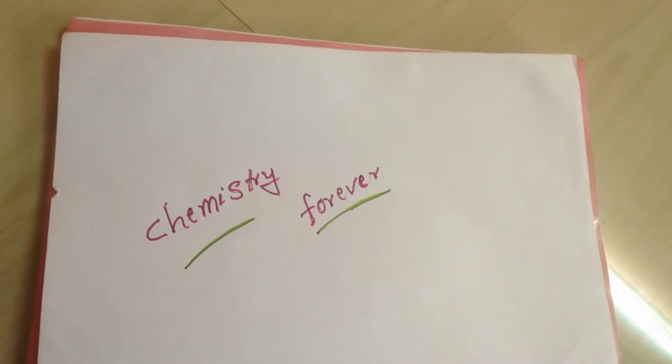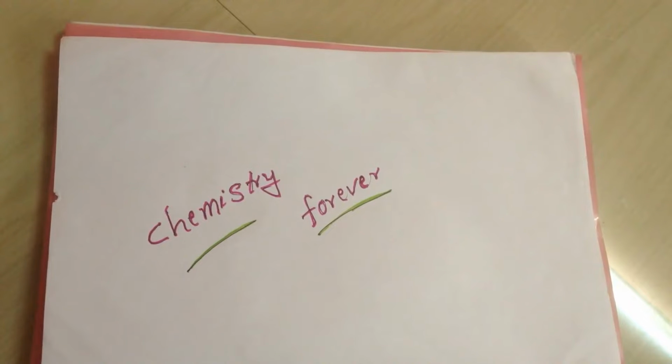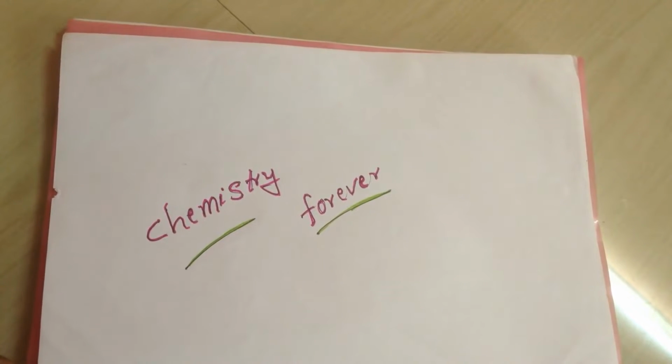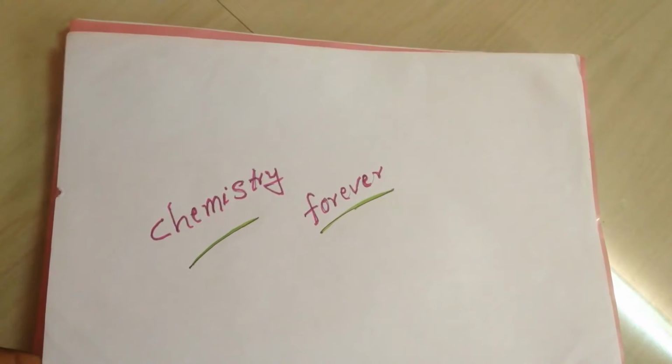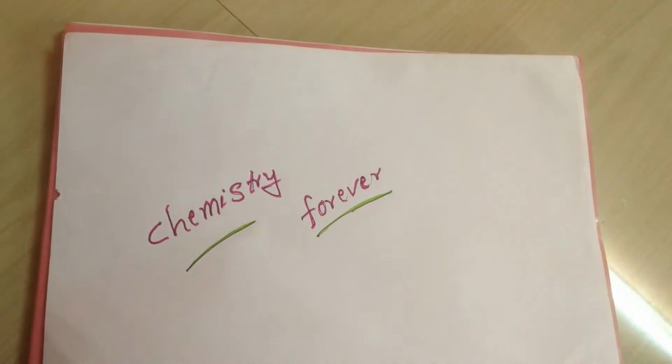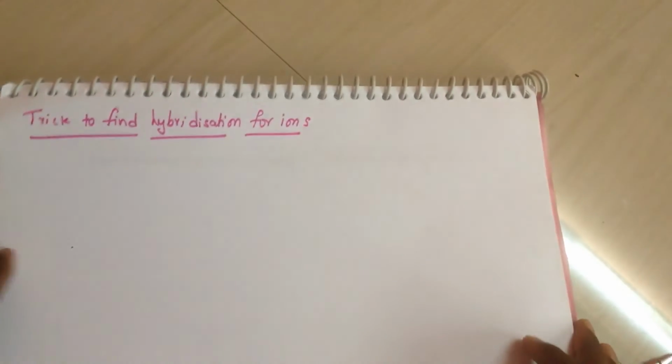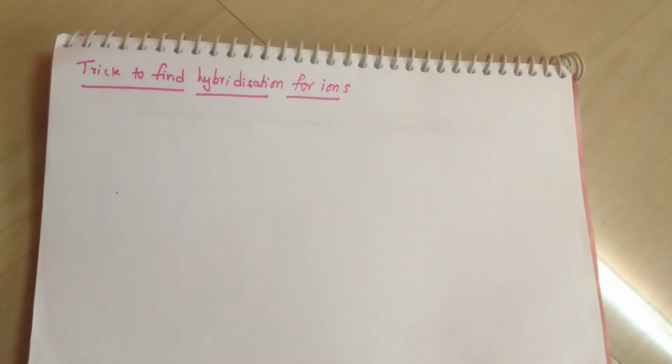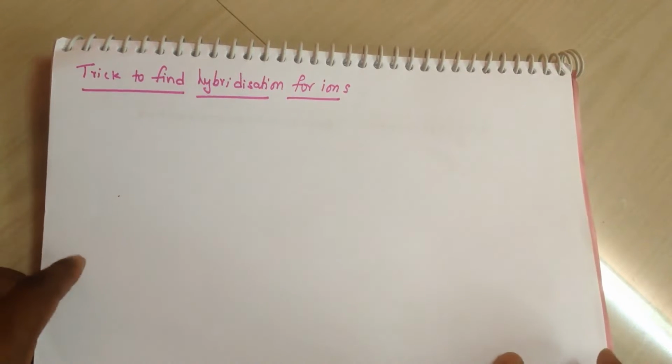In the previous classes we discussed hybridization, the trick to find hybridization, in part 1 and part 2. Now, how to find hybridization for ions? If you get a question on ions, how do you find the hybridization? We use the same trick. Now we are going to discuss the trick to find hybridization for ions. What is the trick?